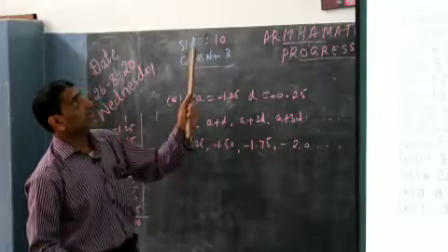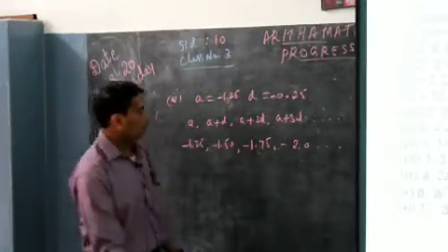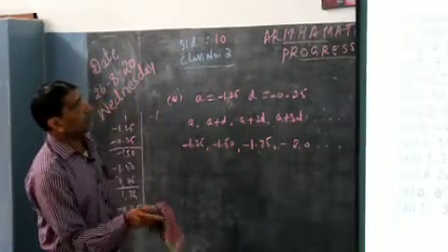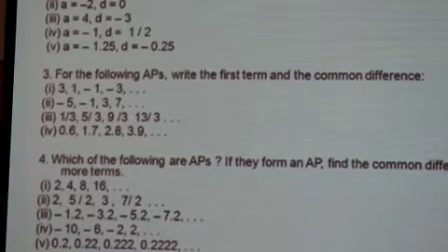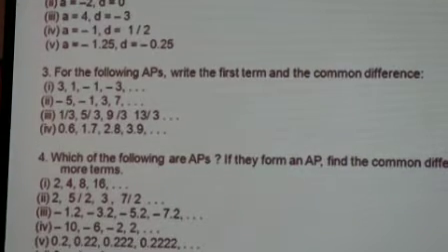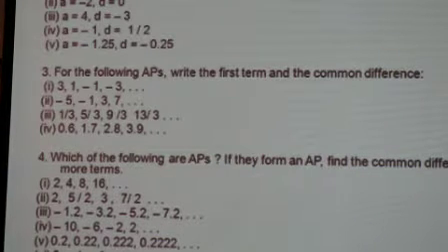Okay, second and third are homework. You have to do it, children. And after this, I will go to the second main. You have to write this into your classwork. Third main. In the third main, what is the question? For the following APs, write the first term and the common difference. Here the AP is given. You have to find out the first term and the common difference.